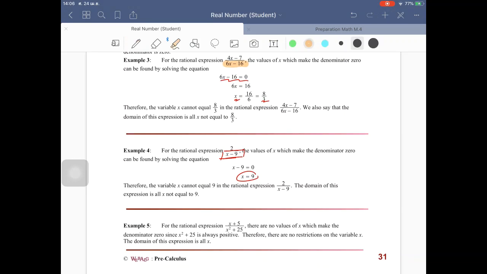Here x can be any number. Why? Because x squared is always positive, and plus 25, so the denominator can always be found. It's not 0. So here x can be any number.